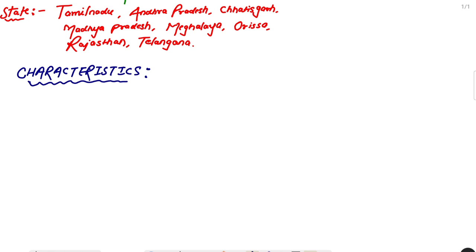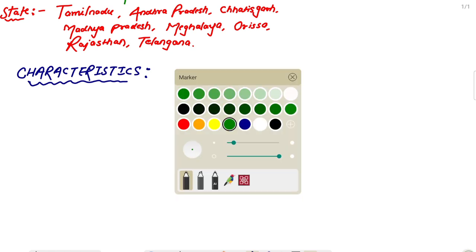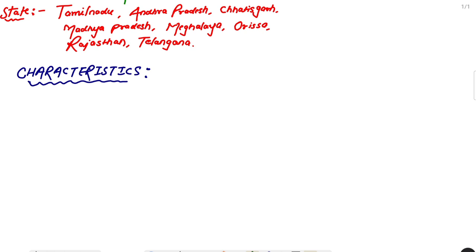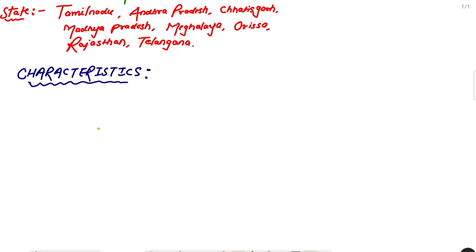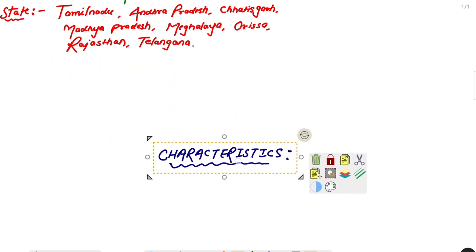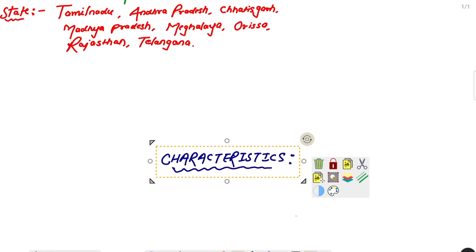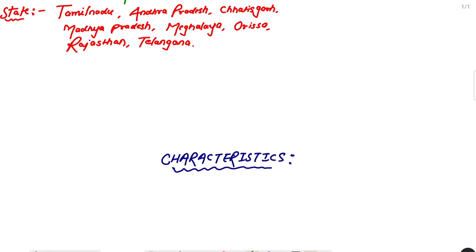When we talk about the characteristics, the first thing, as you already know and as we have discussed, is that this is very ancient. This is the very ancient rock system found in India, right? So the first thing we will write: this is the ancient rock found in India.